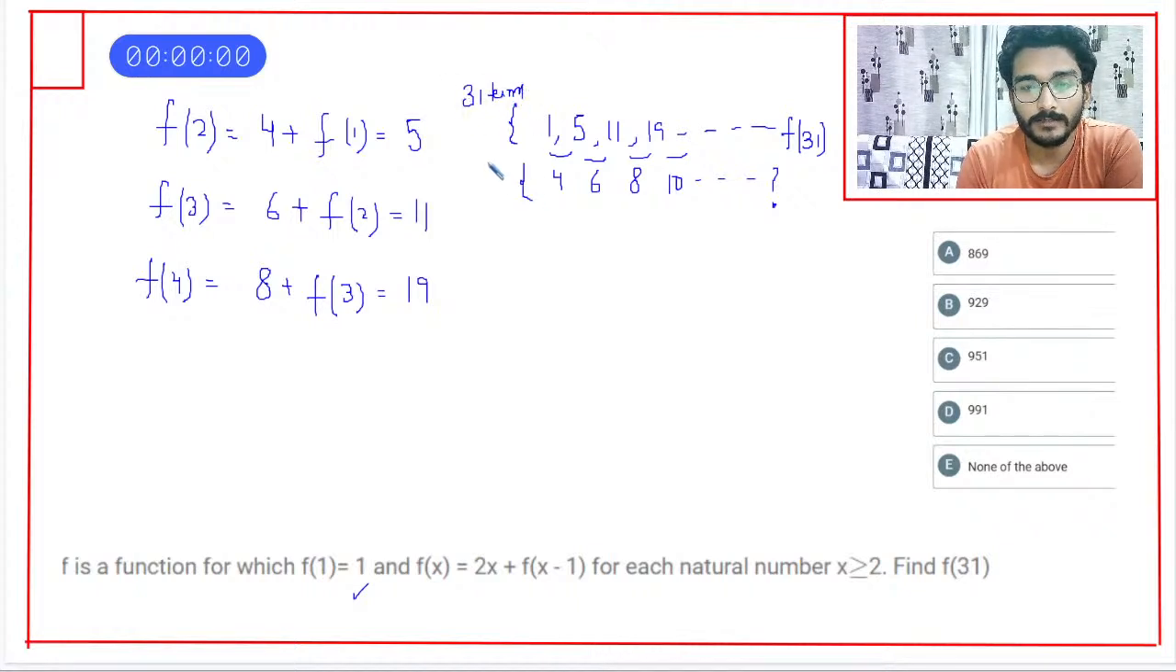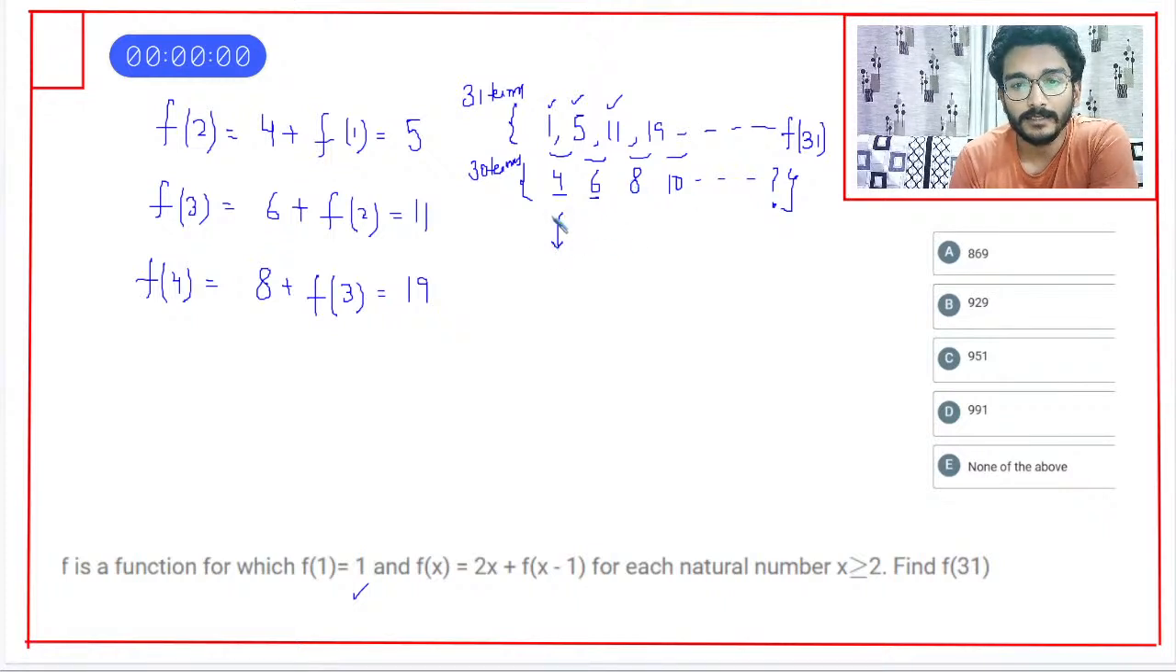But this sequence of differences is repeated 30 times only. 30 terms, because between two terms there is a single gap. So 31 are on the top, 30 are on the bottom. So 30 terms are there. We can find the sum of these 30 terms, because I have to add that sum to 1, then I will find this f of 31.